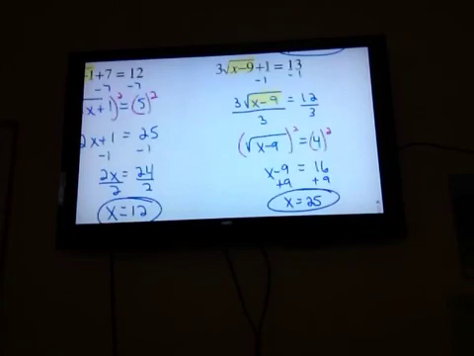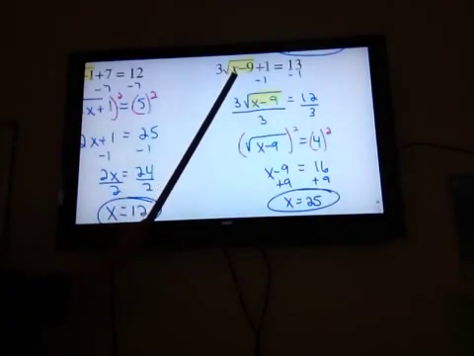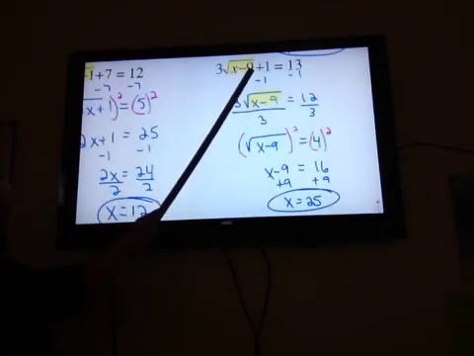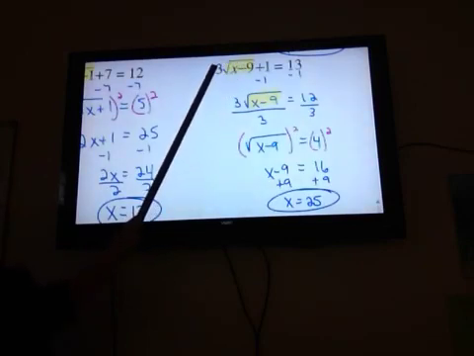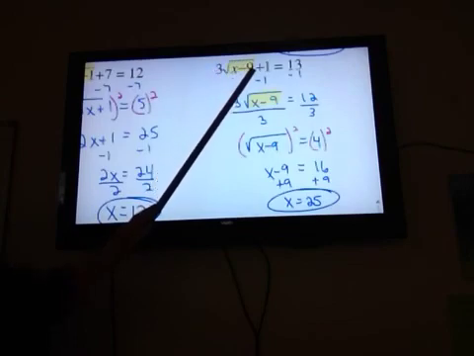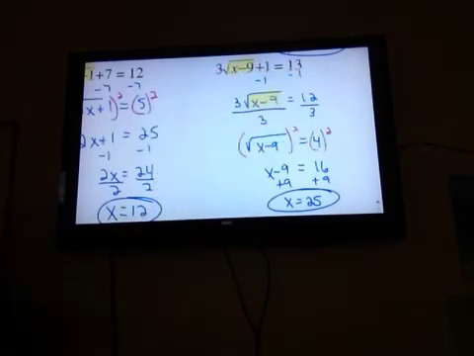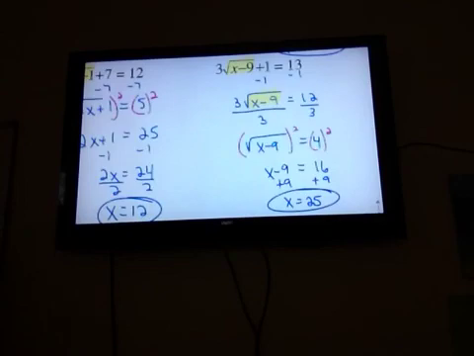If you wanted to, I'm not asking you to do this, but every answer is checkable too. Okay? Every answer is checkable. So if I took my 25 and plugged it in, 25 minus 9 is 16. The square root of 16 would be 4. 4 times that 3 would be 12. Plus 1 does give me 13. Okay? And that would be the case of any of the questions, any of the solving. Every answer is checkable. Okay, question.